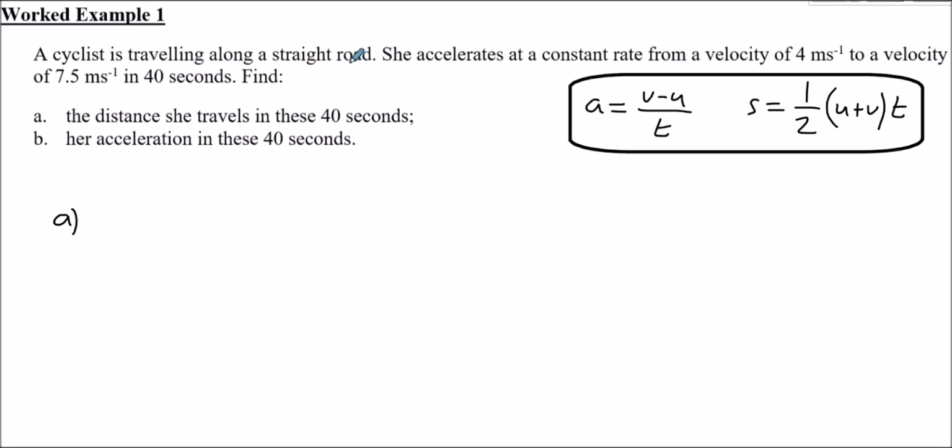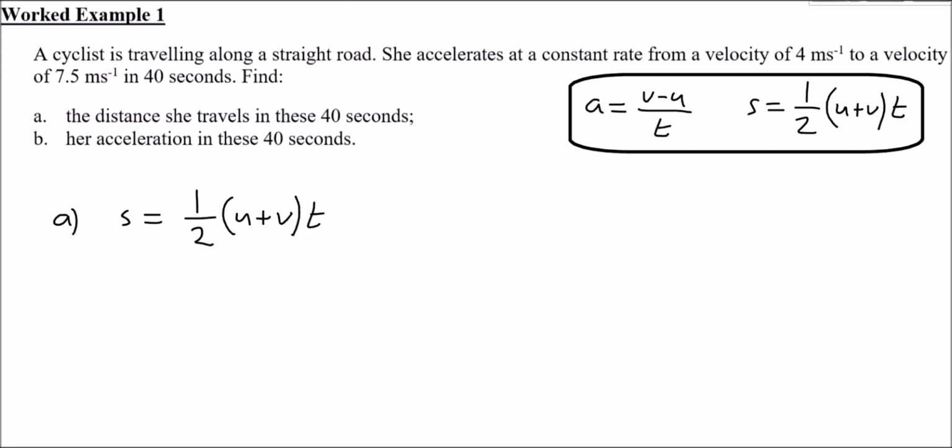It's a straight road, so the direction is obvious. In our case we can take the distance to be one and the same as the displacement. She's not travelling in a circular path or a curved path, she's not going back on herself, it's not a complicated thing she's doing. So we can assume here the displacement is the same as the distance. So the distance she travels, s, is going to be half u plus v, over t.